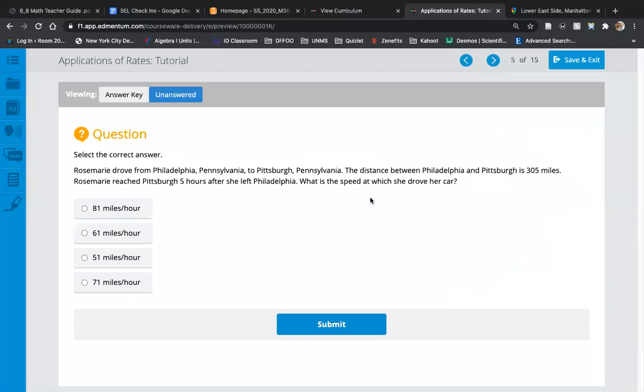It says Rosemary drove from Philadelphia, Pennsylvania to Pittsburgh, Pennsylvania. It helps sometimes in math problems to give a quick picture, right? We'll say she started in Philadelphia. They're both in Pennsylvania. So she's in Philly right now, moving to Pittsburgh. So this is the direction that she's traveling. She starts at Philly and ends at Pittsburgh.